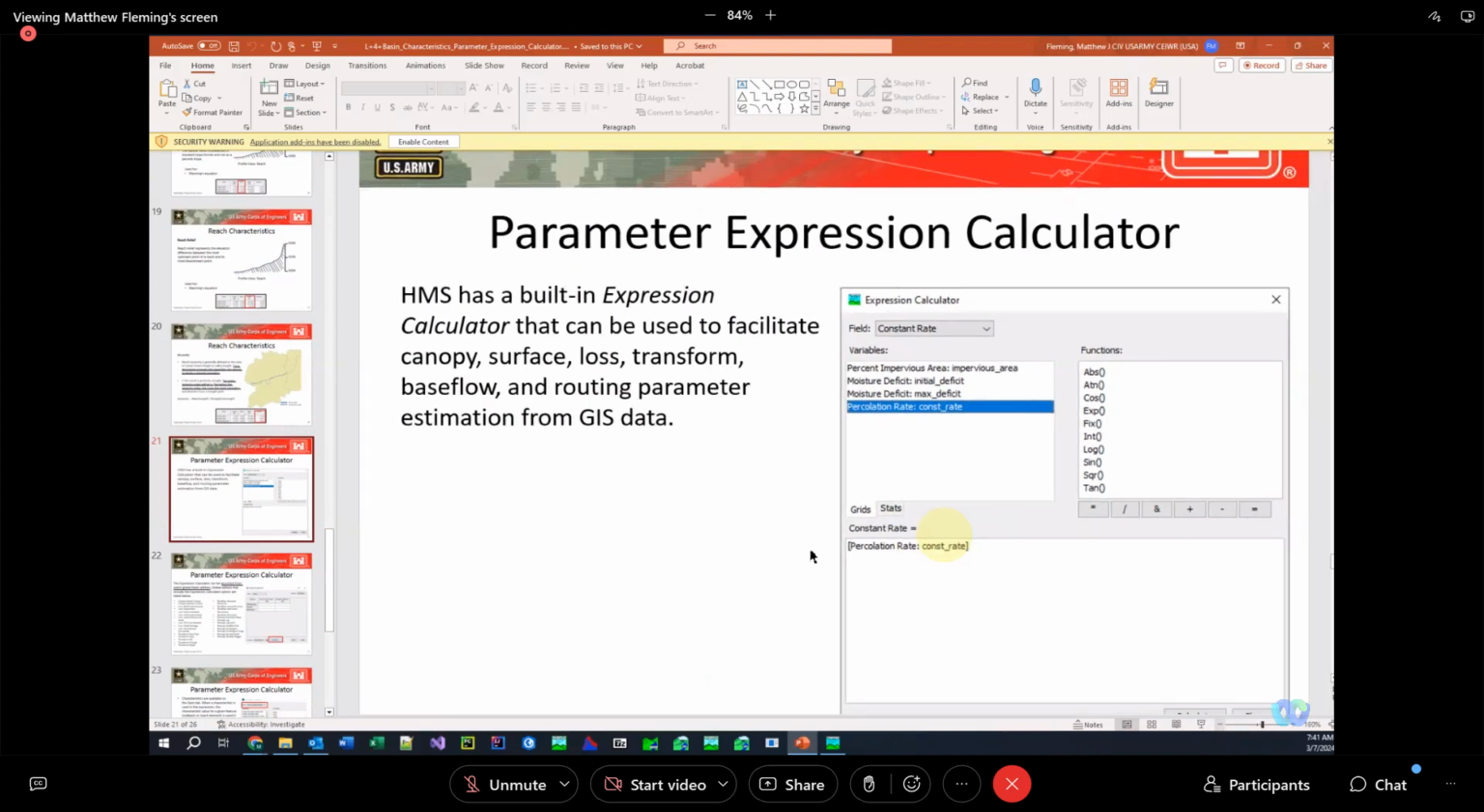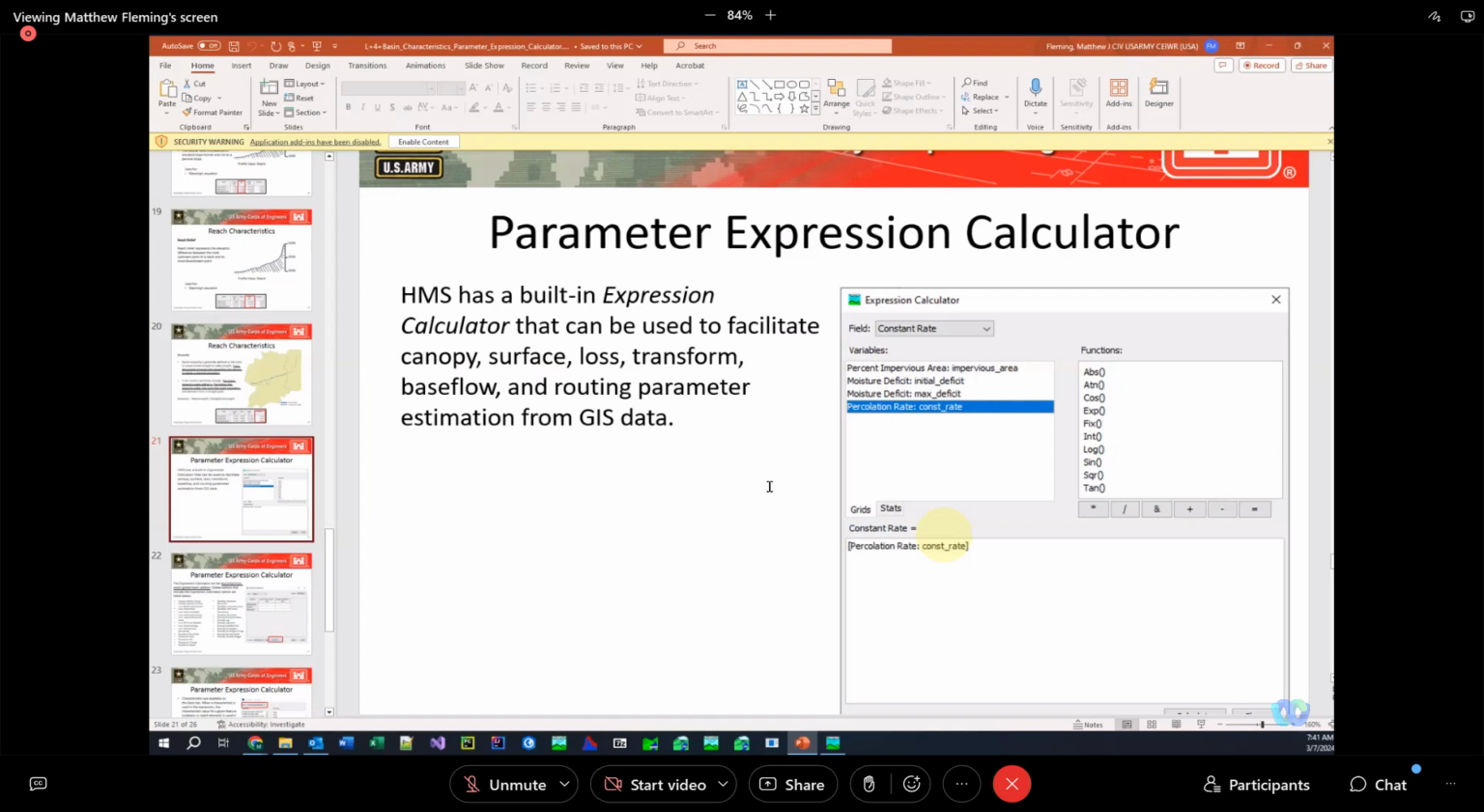Let me get the right terminology here. So this is a very handy tool. In the past, you would have to do this in a GIS, and you'd have to go through tons of steps to get these initial parameter estimates from the GIS data. Now you can stay directly within HMS and open up what we call the parameter expression calculator.